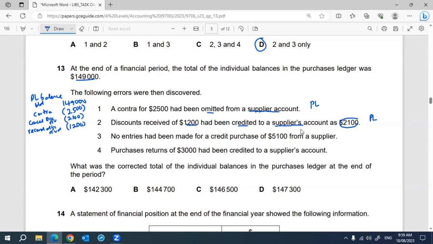The next, no entries had been made for a credit purchase of 5,100 from a supplier. So when you purchase from a particular supplier, we should credit the supplier's account. So this was not done in the purchase ledger as well as the purchase ledger control. So how do I know that both are affected? Because no entries were made. But we are looking for what affects the purchase ledger. So since purchase ledger is affected, we need to add because we did not do so. Purchases.